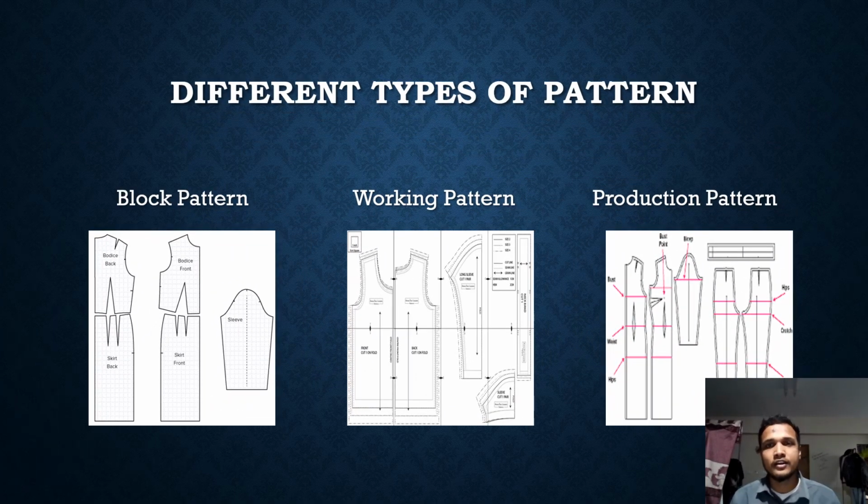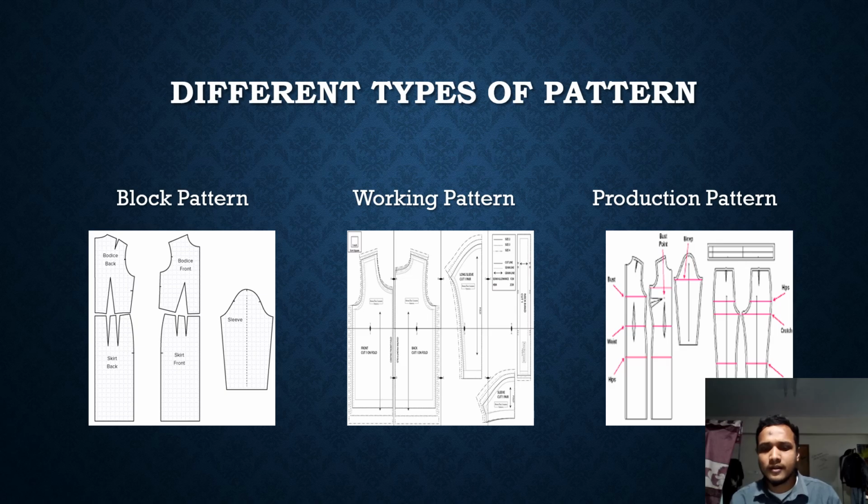Next slide is different types of pattern. There are three types of pattern making: block pattern, working pattern, and production pattern. Block pattern: adjust the body measurement, make a pattern, is called block pattern. This pattern lacks the design, style, and grain line, and is used in the tailoring system. Next, working pattern: adjust the body measurement, present the design, style, and grain line, is called working pattern. This pattern is used for simple garments in industries.